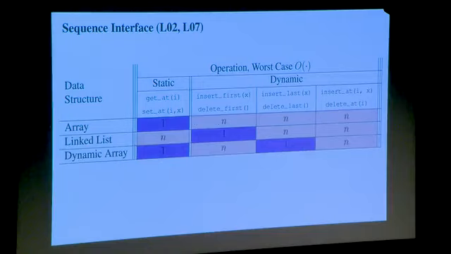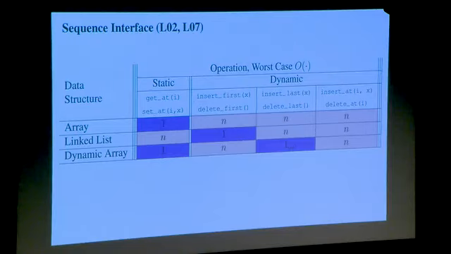Arrays were really good at get at, set at. They took constant time. That's the blue one. We're omitting the thetas here. All the other operations took linear time no matter where they were. Linked lists were really good at insert and delete first. They took constant time, but everything else took linear time in the worst case.